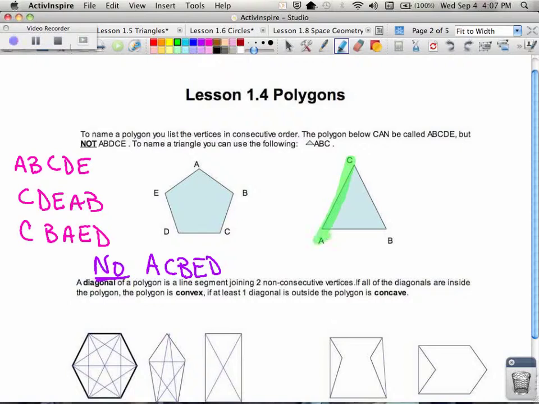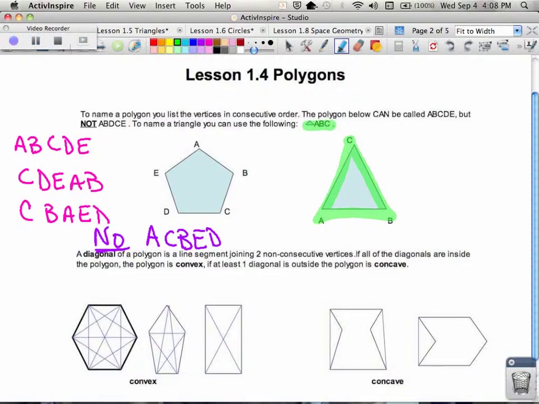So this triangle here down below, highlighted in green, is named triangle ABC by me. I could have also named it triangle CBA or CAB. It may have numerous names, but it has to be in order. Any one of the names is fine.